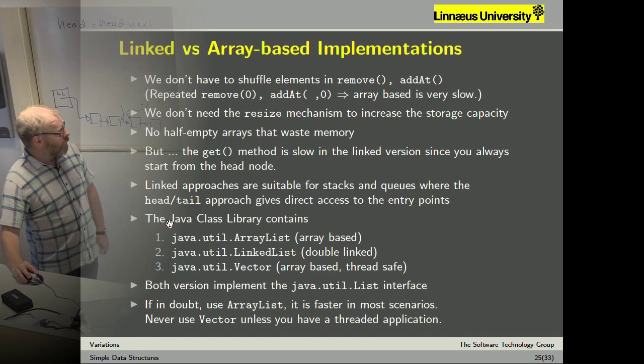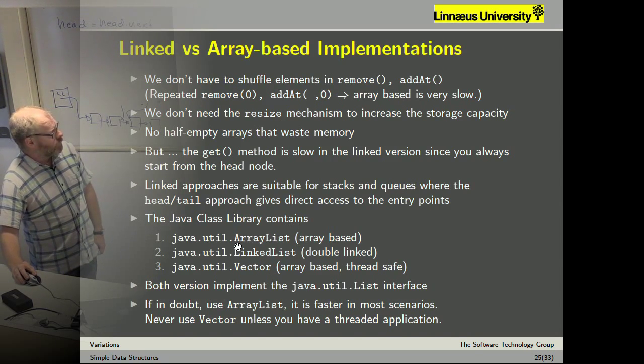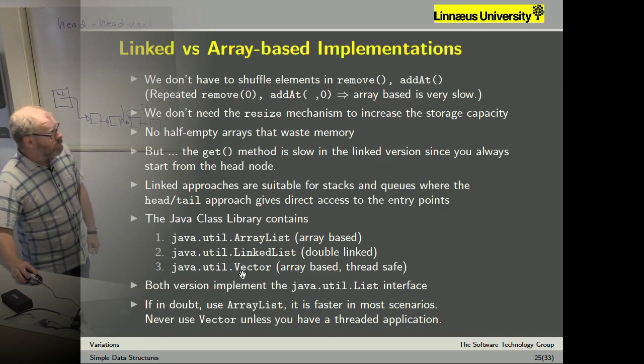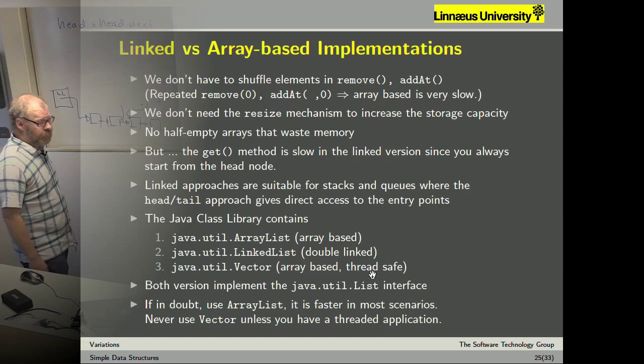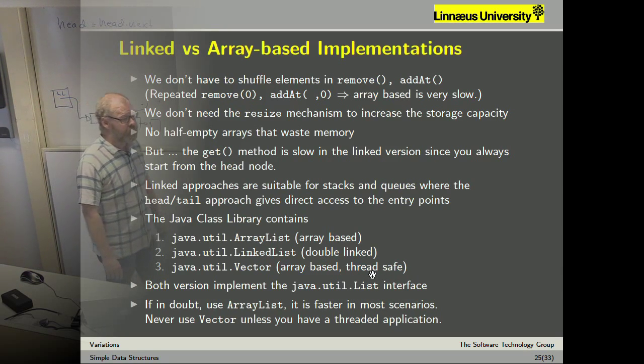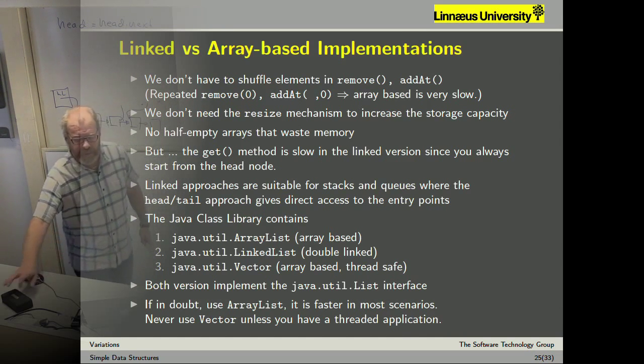Java, the library, contains three classes that are all implementing the list interface. ArrayList is array-based, LinkedList is a double-linked one, and something called Vector. This is array-based and thread-safe. What do I mean by thread-safe? We haven't discussed it yet.